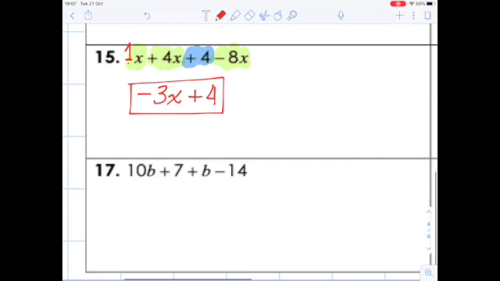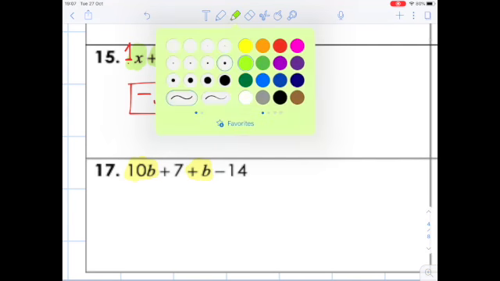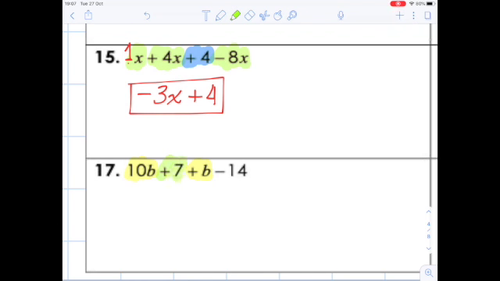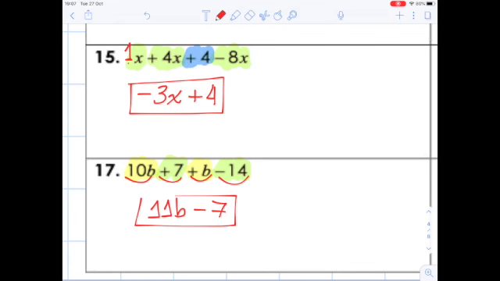Number 17, I have 10b plus 7 plus b minus 14. 10b and plus b are like terms, and 7 and negative 14 are also like terms. So we can combine the like terms. 10b plus b is 11b, and plus 7 minus 14 is minus 7.